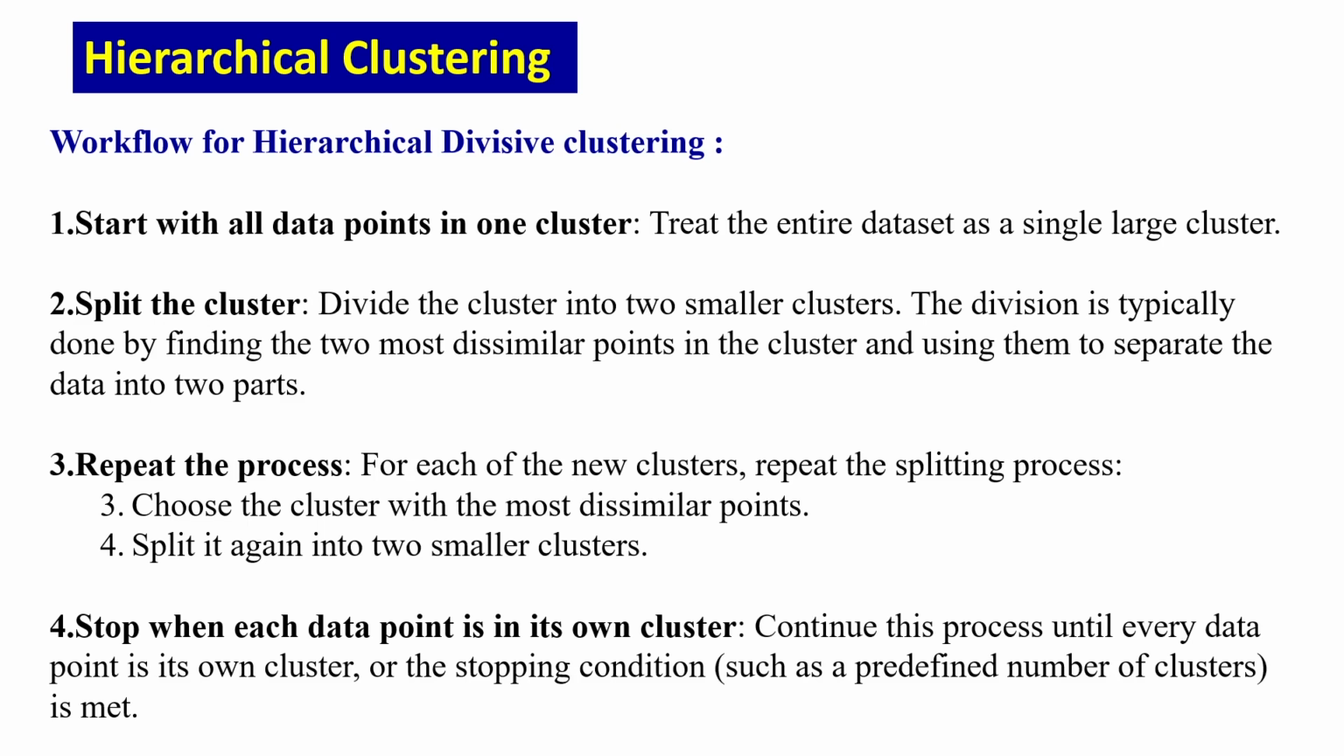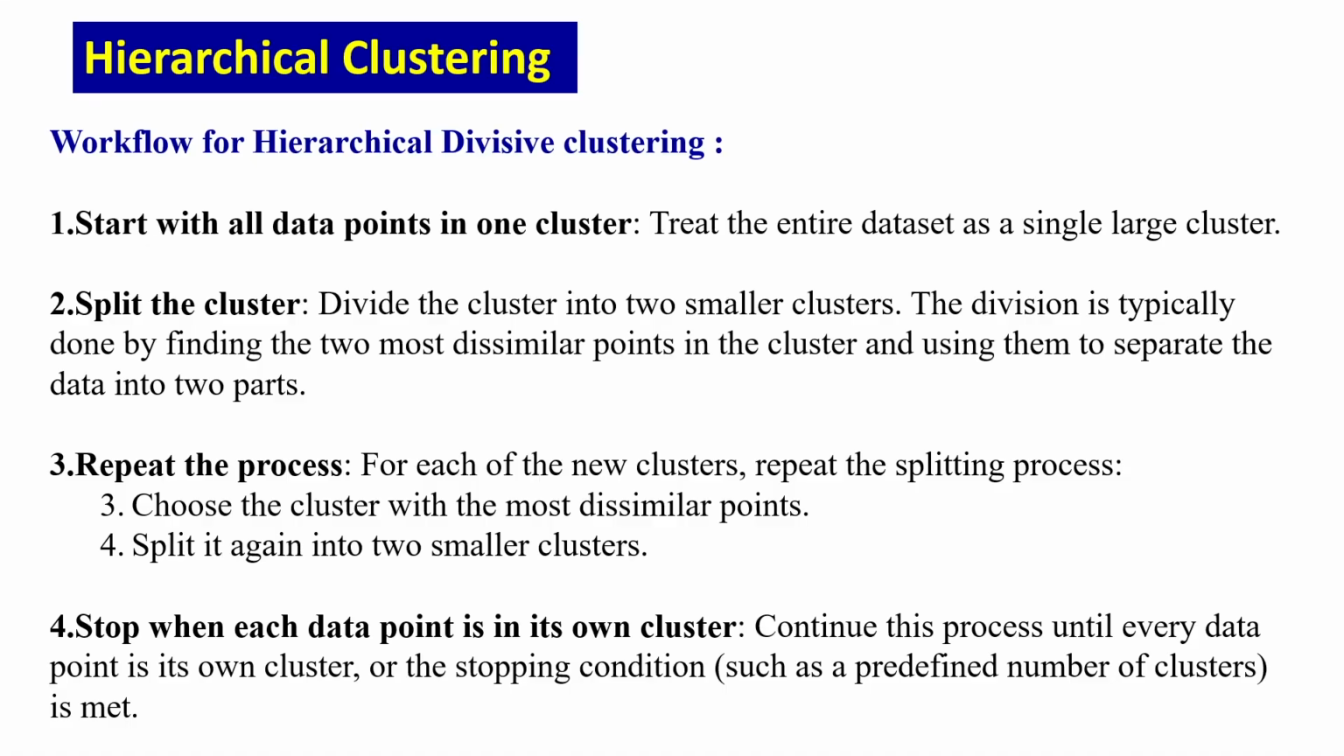Two more dissimilar points means two points farthest apart in your whole data, and then you can repeat this whole process again and again. Once you have divided the two more dissimilar points, you consider the remaining points, do the similar job again and again, and split the points. The stopping point is when each data point is one cluster. That is the start.